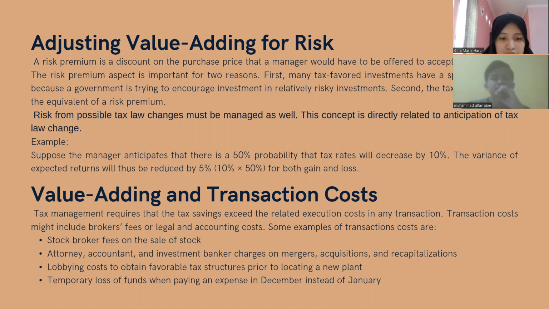Tax management requires that the tax savings exceed the related execution cost in any transaction. Transaction costs might include broker's fees or legal and accounting costs. Some examples of transaction costs are, first, stockbroker fees on the sale of stock; next, attorney, accountant, and investment banker charges on mergers, acquisitions, and recapitalization; and next, lobbying costs to obtain favorable tax structures prior to locating the new plant. And the last is temporary loss of funds when paying an expense in December instead of January.